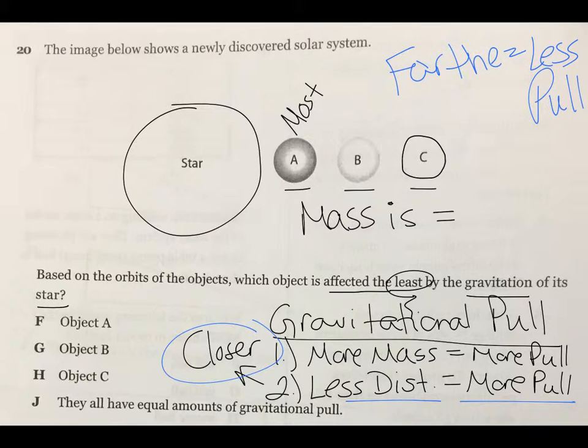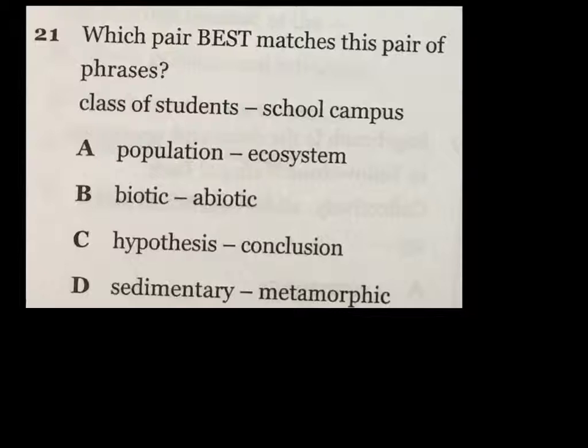So which one has the least gravitational pull? Great job. The least gravitational pull would be planet C because it's farther apart. There's more distance between C and the star, leaving B right in the middle. So if we go back to our question, which object is affected the least by the gravitation of its star? Great job. Letter H, object C, or in this case planet C, is affected the least by the gravitation of its star. Let's go to number 21.